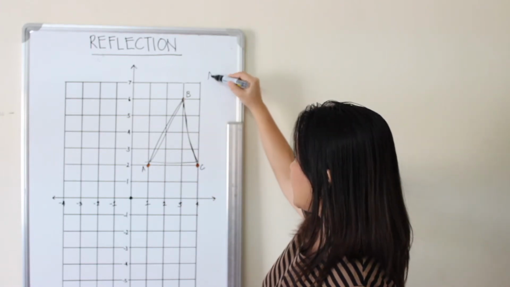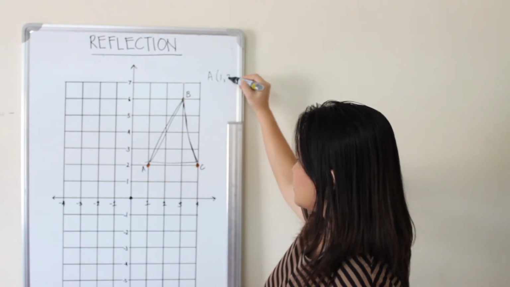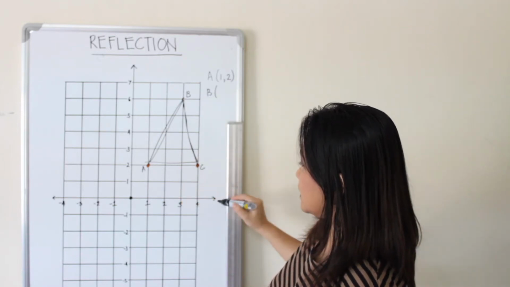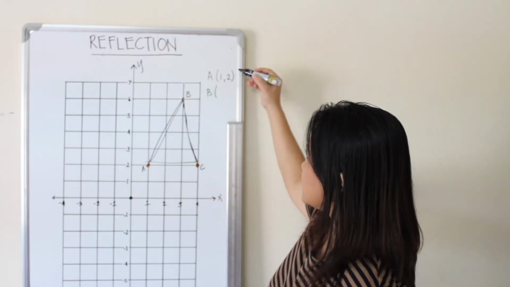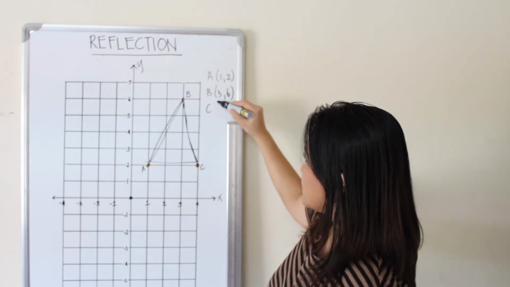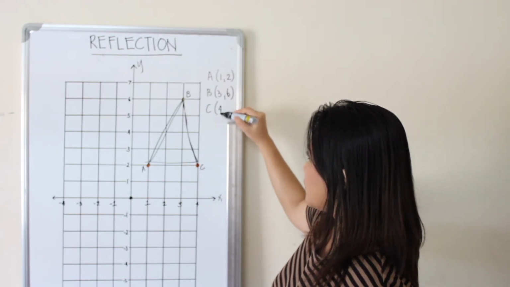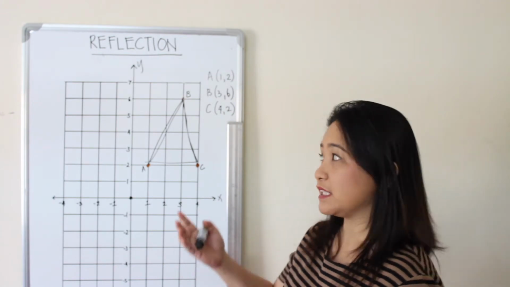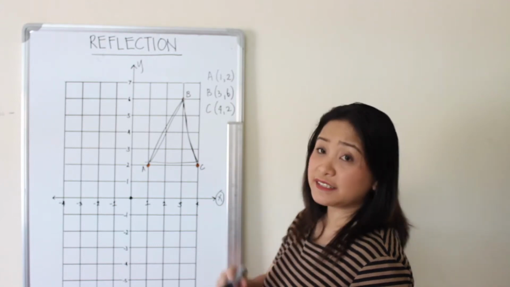So A is located at X is 1, Y is 2. And B is at X is 3, Y is 6. So 3, 6. What about letter C? Location C is 4 and 2. Now, what is the technique that we're going to use when we reflect this shape across the X axis? So, here's the technique.